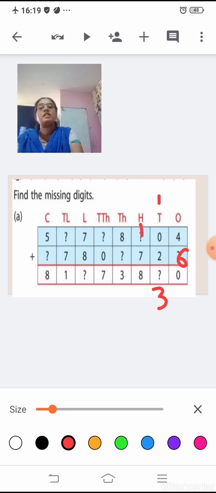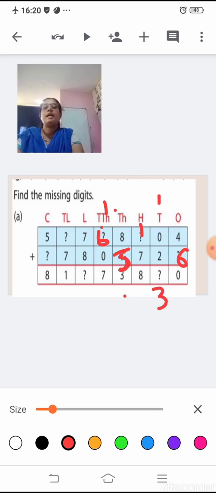So 8 plus 5, if I write here, I'll get the number 13, where 3 I have written here and 1 I will carry to the 10,000s place. Now 1 is smaller than 7. So which number added to 1 will give you 7? That is very easy, that is 6. 1 plus 6 will give you 7.